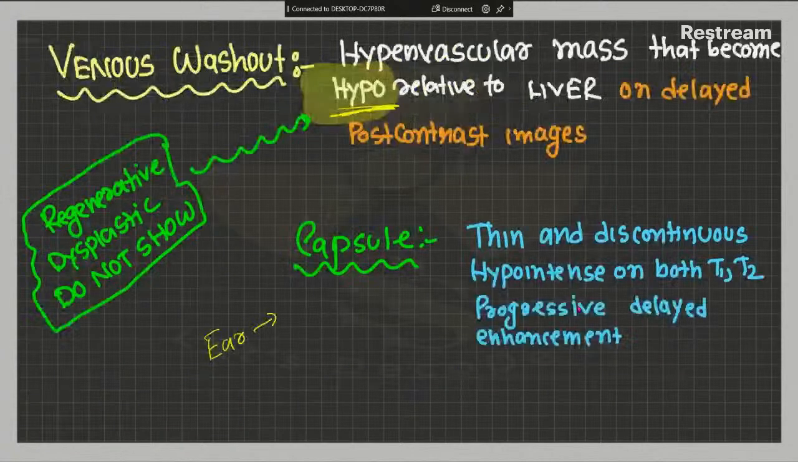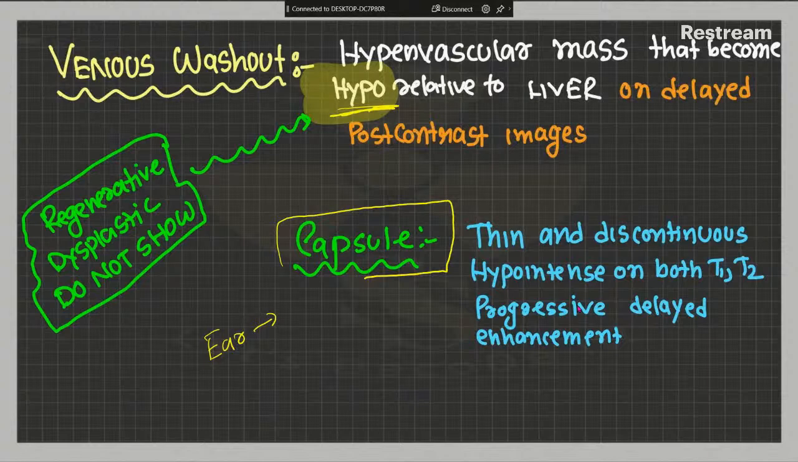Okay, third thing is the capsule, or some people say it's the pseudo capsule. That's a feature of a hepatocellular carcinoma, that there may be a thin or discontinuous capsule which may show progressive delayed enhancement.